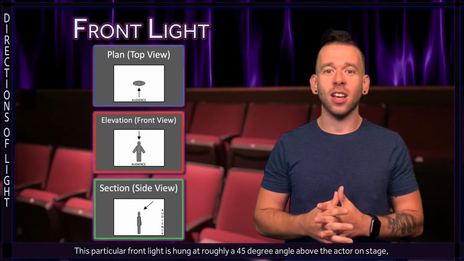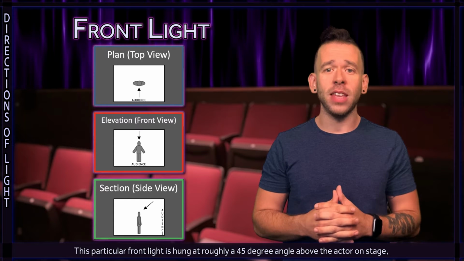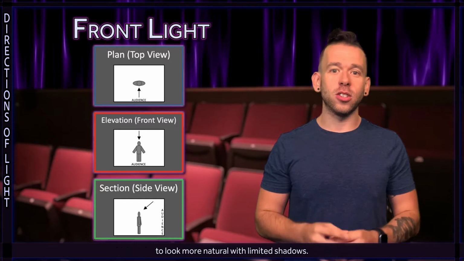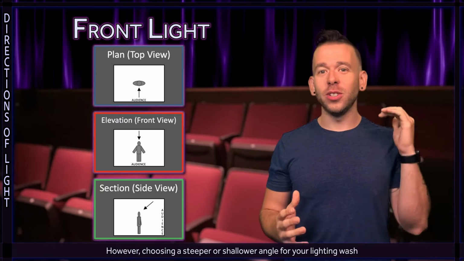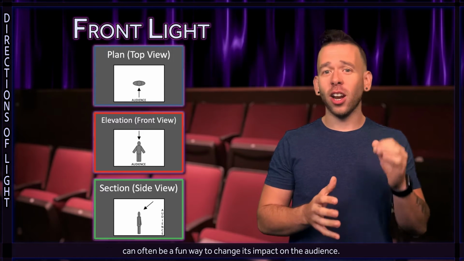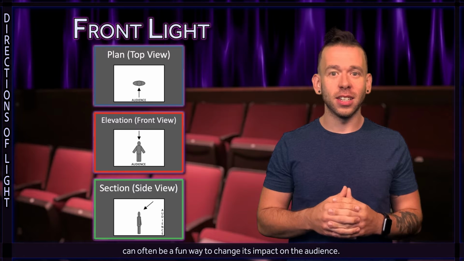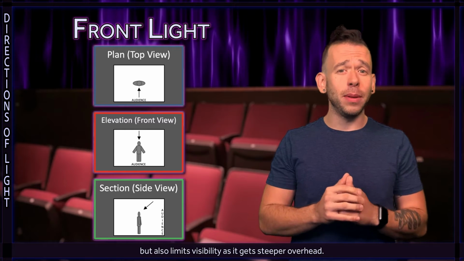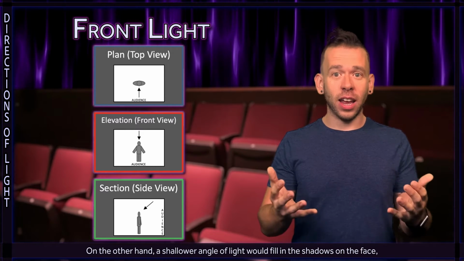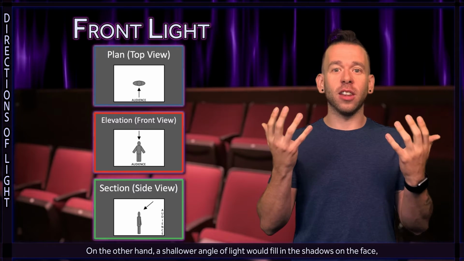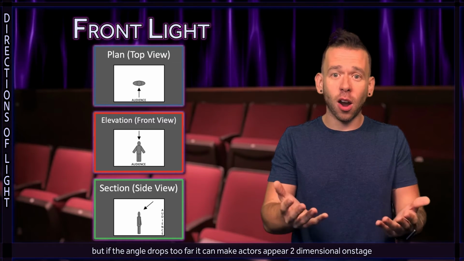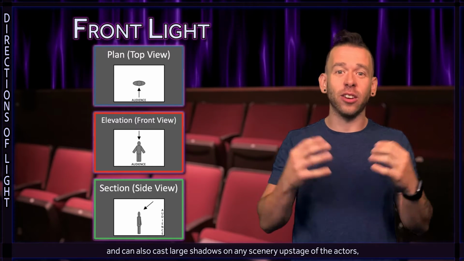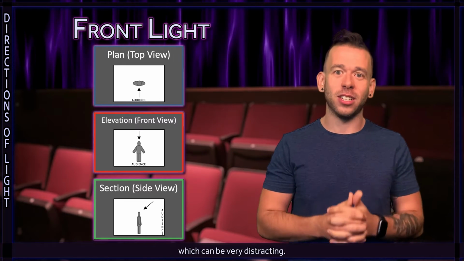This particular front light is hung at roughly a 45-degree angle above the actor on stage, which we know from before that 45-degree angles illuminate figures to look more natural with limited shadows. Choosing a steeper or shallower angle for your lighting wash can often be a fun way to change its impact on the audience. A steeper angle creates dramatic shadows under the eyes and nose, but also limits visibility as it gets steeper overhead. On the other hand, a shallower angle of light would fill in the shadows on the face, but if the angle drops too far, it can make the actors appear two-dimensional on stage and can also cast large shadows on the scenery upstage of the actors, which can be very distracting.